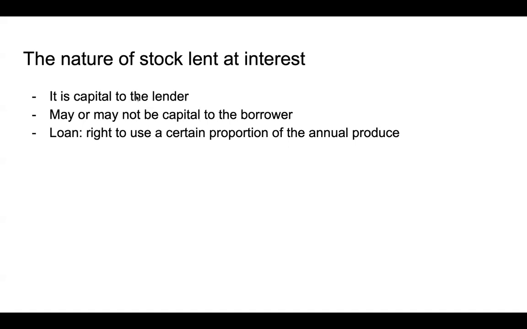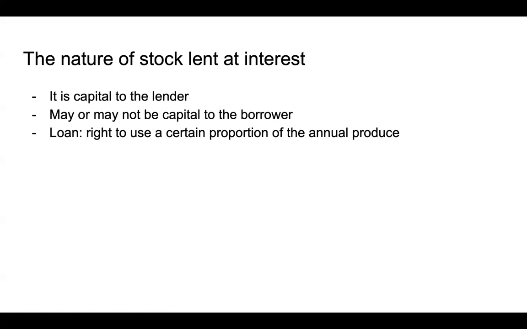So first, the nature of stock lent at interest. It is a capital to the lender for sure, right? Because it generates a revenue, which is the interest for the lender. It may or may not be a capital to the borrower, right? Because sometimes the borrower does not borrow the money to employ it in such a way to generate revenue, but uses it for other purposes. But most likely, it would be capital to the borrower as well, right?